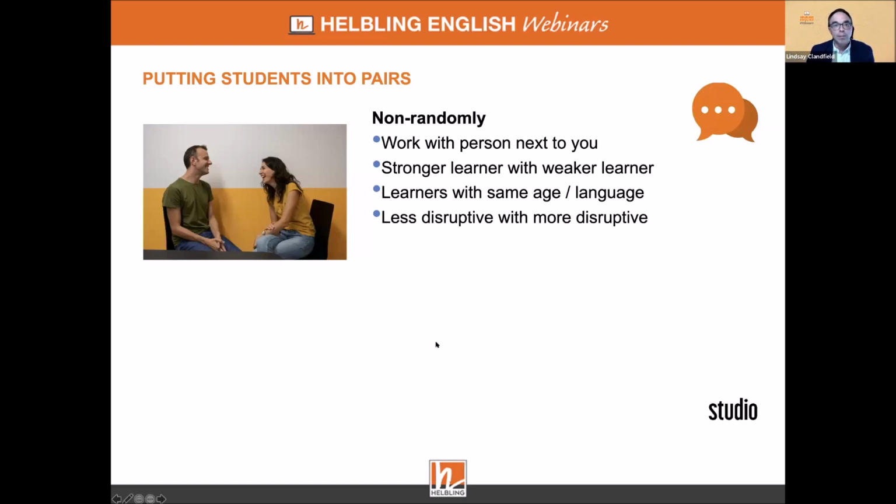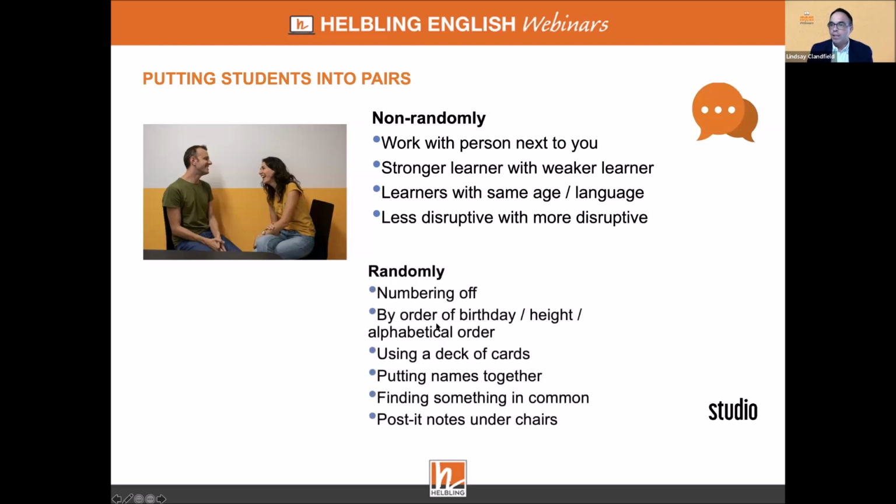This is non-randomly. Here are ways of doing it randomly. And some of you have said this as well. Randomly, for example, numbering off like, okay, 1, 2, 3, 4, 1, 2, 3, 4. The ones work together, the twos work together, the threes, yeah, that's numbering. Or by order, like Heike and other people said, birthday. Get in order of birthday, and now the person next to you is your partner. Get in order of height. The person next to you is your partner. Get in alphabetical order of your first name or your last name.